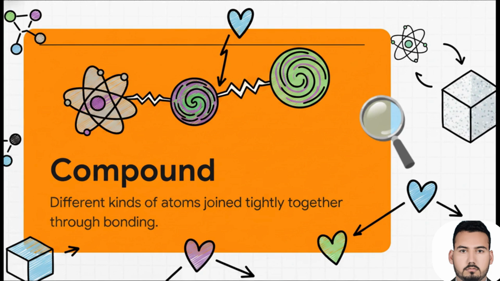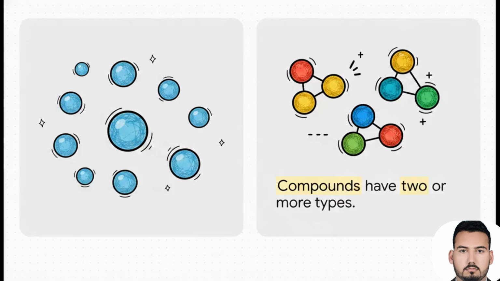So a compound is a substance where two or more different kinds of atoms are joined tightly together through bonding. And bonding, that is the absolute secret ingredient here. It's just the chemistry term for atoms joining tightly. When different elements bond, they completely lose those original individual properties. They become something entirely new with completely new properties, just like that highly reactive metal and toxic gas turning into totally harmless, delicious salt.